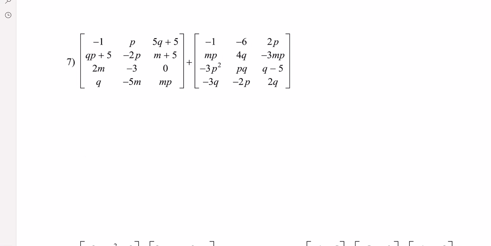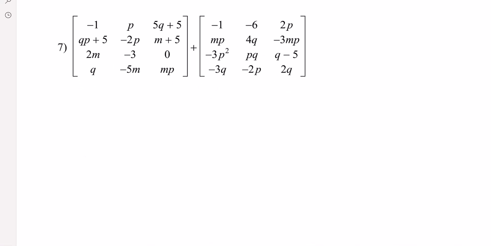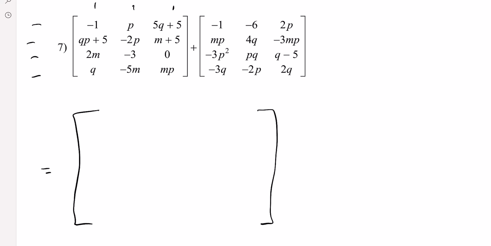Okay, let's do one more of those. We'll count the rows: 1, 2, 3, 4. Count the columns: 1, 2, 3. Both of those are the same. So 4 rows. And I'm going to leave this.